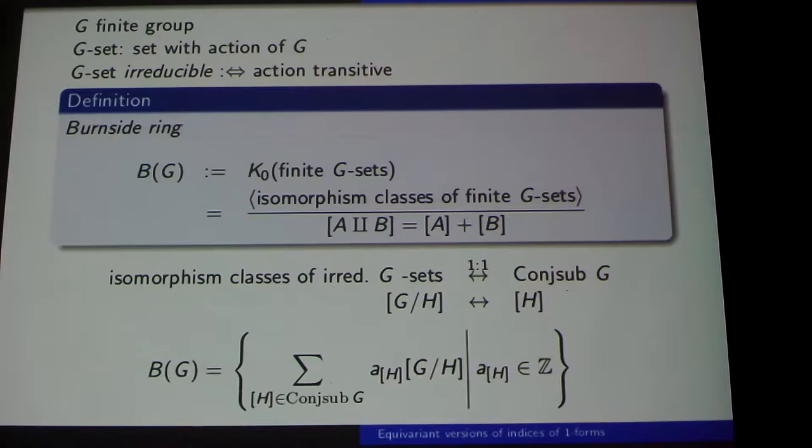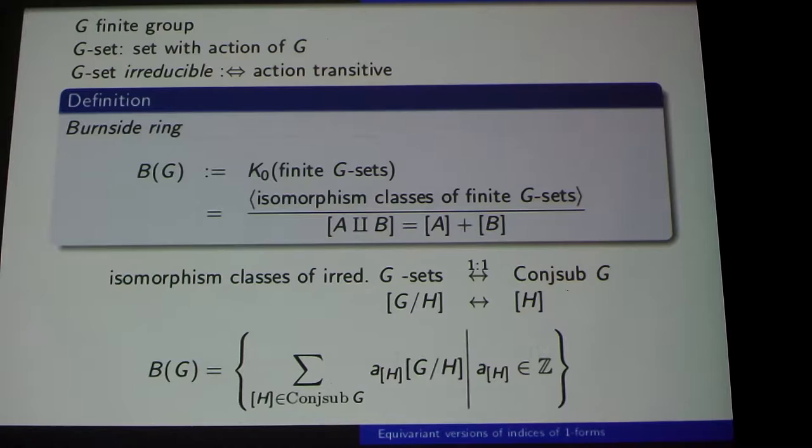So what are the isomorphism classes of irreducible G-sets? The standard example of an irreducible G-set is simply the quotient, the factor group G over H, for a subgroup H of G. And one has a one-to-one correspondence between the isomorphism classes of irreducible G-sets and the conjugacy classes of subgroups of G, simply by mapping the conjugacy class of a subgroup H to the factor set G over H. This means that the elements of the Burnside ring can be written as a sum over the conjugacy classes of subgroups of G, of these isomorphism classes G over H, with some integer coefficients a_H.